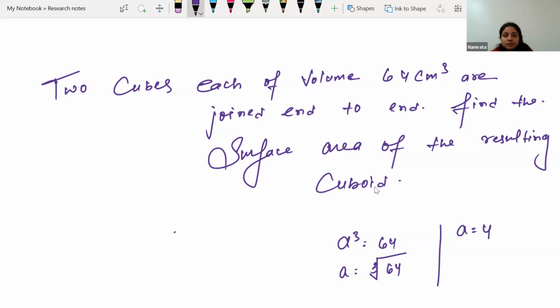Now, what to do? Ma'am, they asked to find the surface area of the resulting cuboid. So they asked for the TSA. It should be 2 times LB plus LH plus BH. Ma'am, breadth should be 4, height should be 4, and length should be 4 plus 4, 8. Exactly. When we place them side by side, the length will come out as 8, obviously. Yes, ma'am. Yeah, you will be able to do it. Let me take another question.